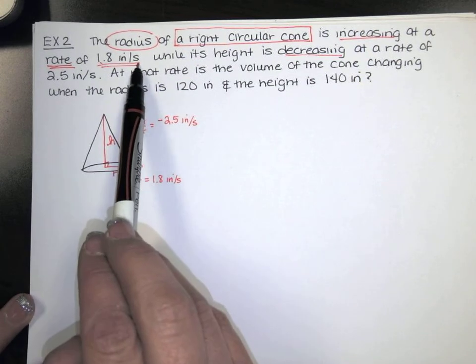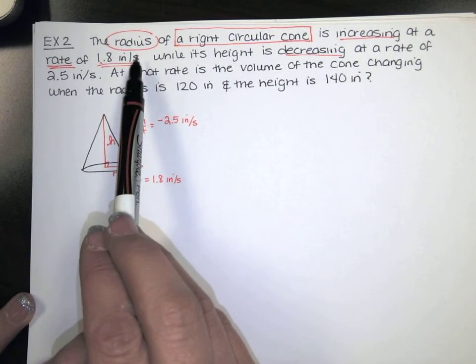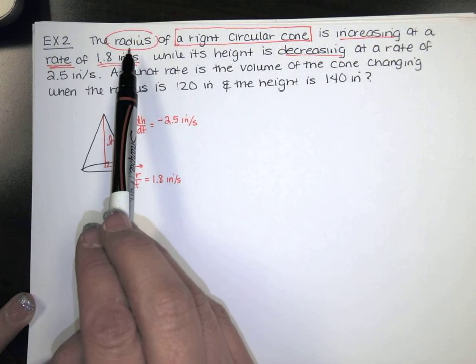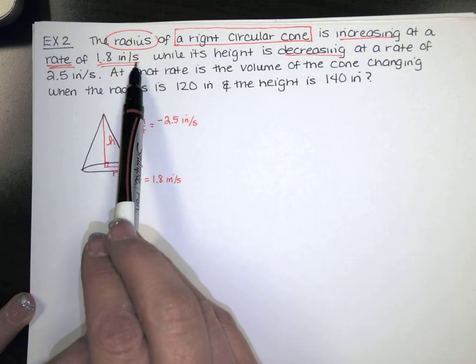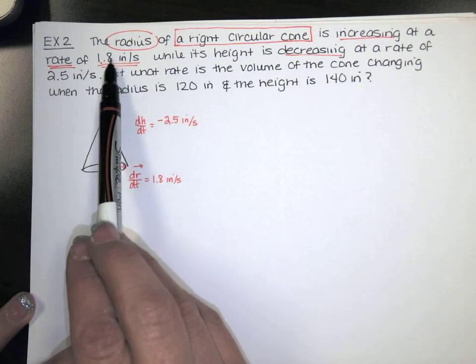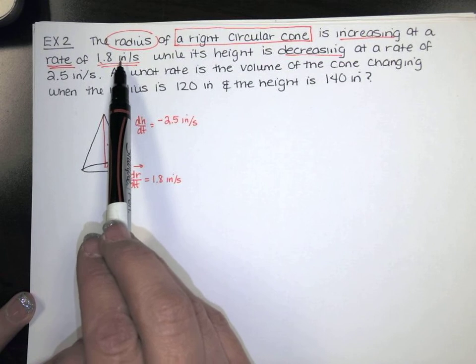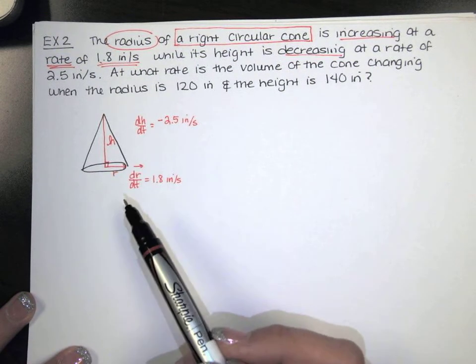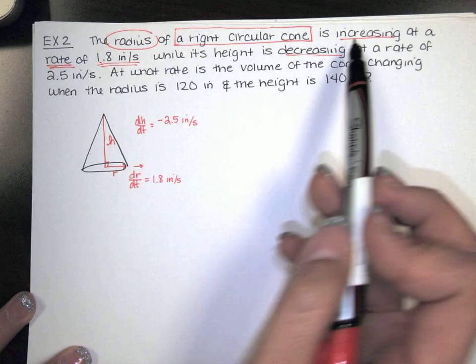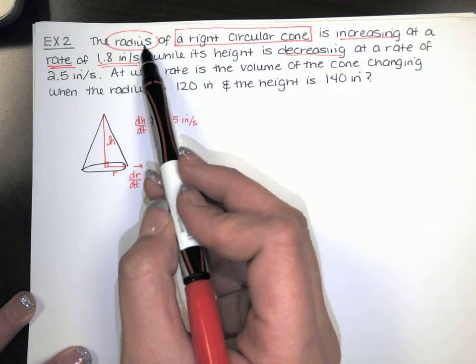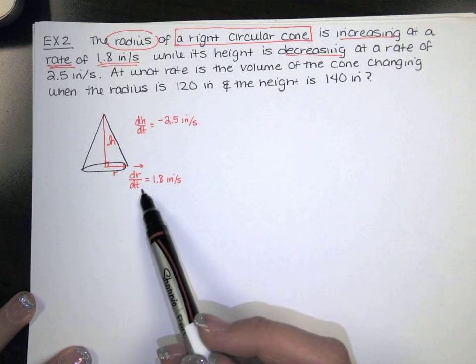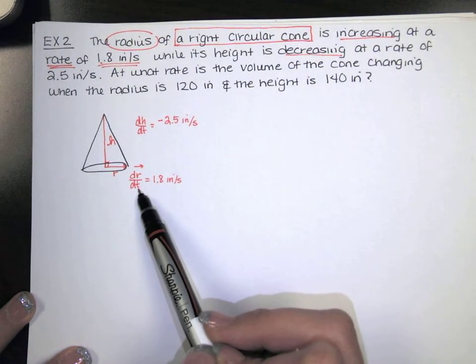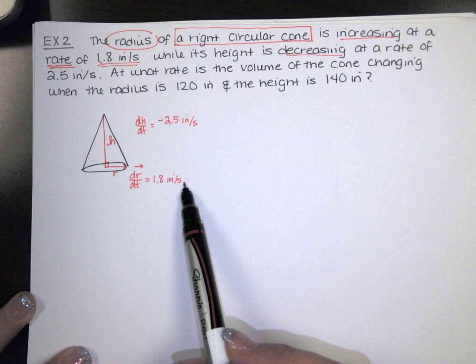When I see this per second, I know that this is a time change. This is how the radius is changing with respect to time. And I also know that radius is measured in inches because they give us this inches per second. So that is dr, because it's talking about change in the radius per unit time, so dt. It's 1.8 inches per second.